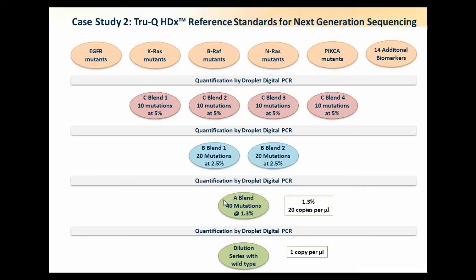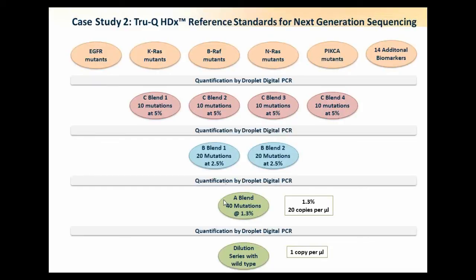These 4 blends were then combined together to form 2 unique V blends comprising 20 mutations at 2.5%, analyzed and quantified by digital PCR, and then mixed together again to form a unique A blend, as you can see here in green, comprising 40 mutations at 1.3%. Now, this blend was done with a defined copy number per microliter. We have 20 copies per microliter. And we can also dilute down this multiplex to 1 copy per microliter.